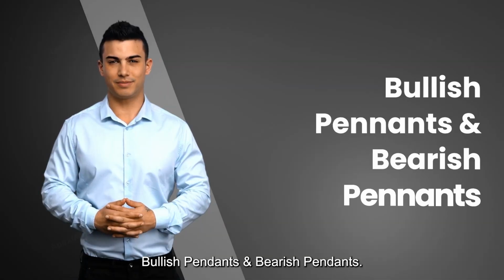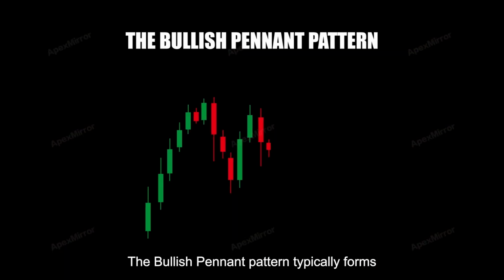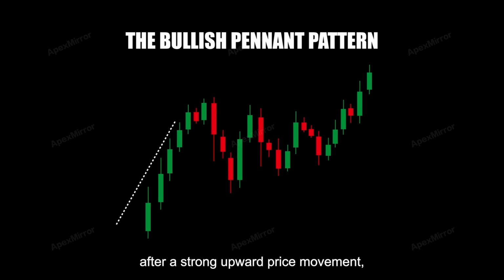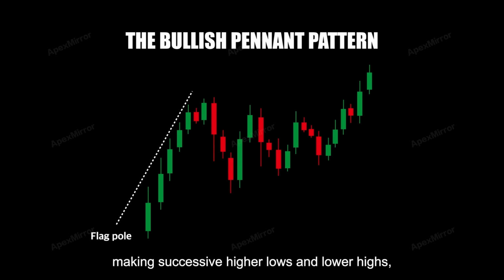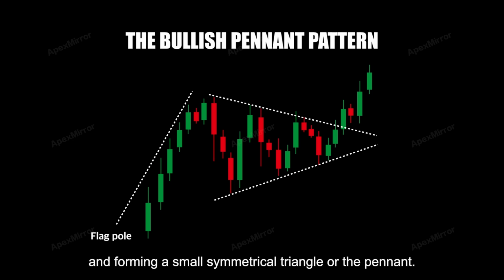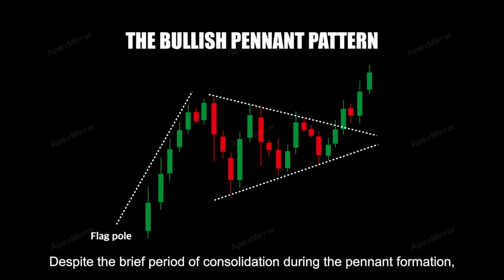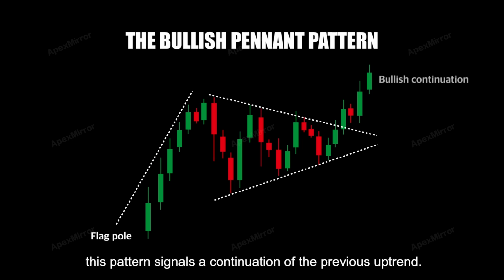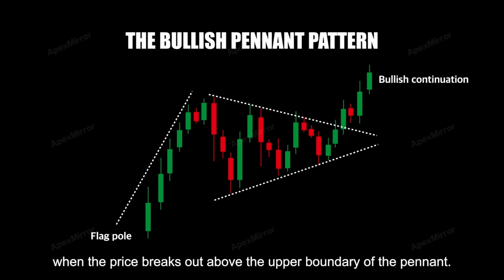Bullish pennants and bearish pennants. The bullish pennant pattern typically forms after a strong upward price movement, known as the flagpole. Following this surge, the price enters a consolidation phase, making successive higher lows and lower highs, and forming a small symmetrical triangle, or the pennant. Despite the brief period of consolidation during the pennant formation, this pattern signals a continuation of the previous uptrend. The bullish pennant pattern is confirmed when the price breaks out above the upper boundary of the pennant.